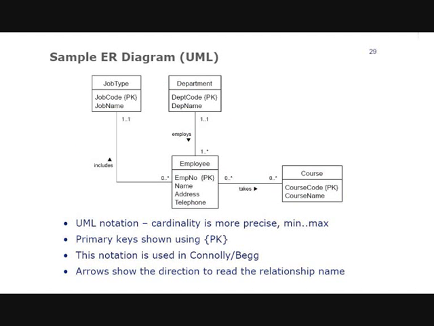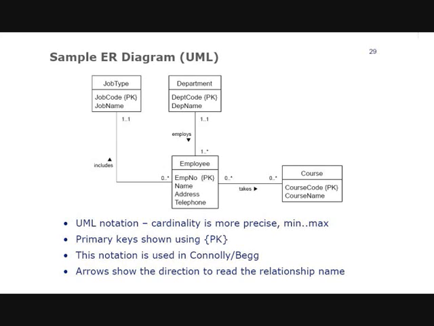Good. So this is a slightly bigger diagram for you. We have a number of entities: a job type, a department, an employee, and a course. And we have them connected, and this is the UML diagram, by different relationships. Each of them has a primary key, and then it has some additional attributes. So I'm saying here, an employee takes many courses, possibly no course. So this is optional at this end, but it is many to many. A course may be taken by no employees or a number of employees. So it's many to many, optional at both ends.